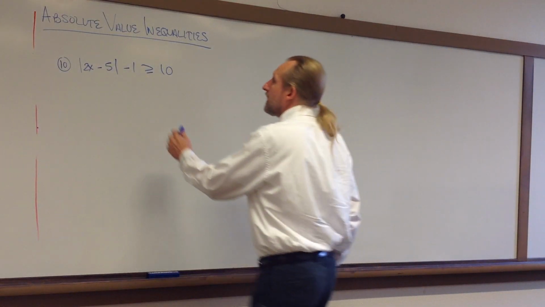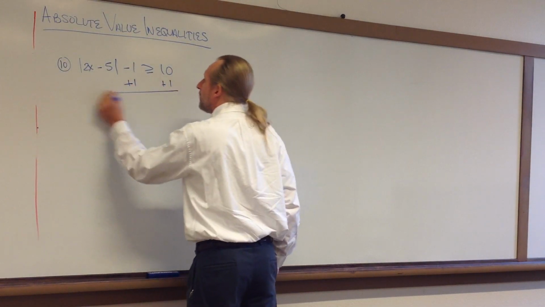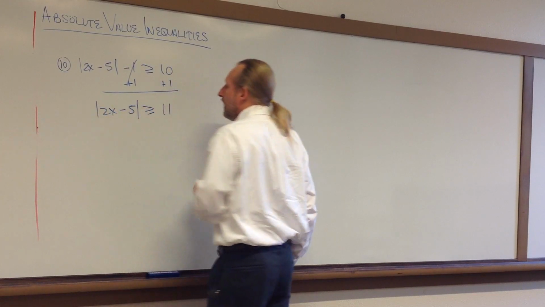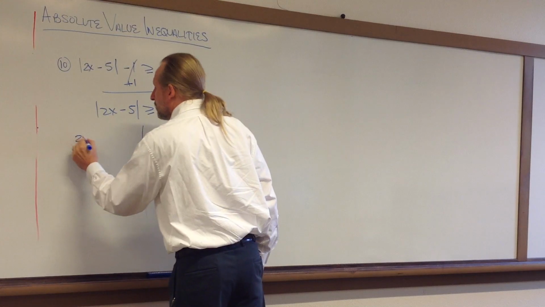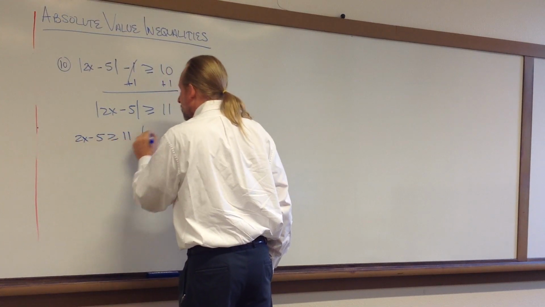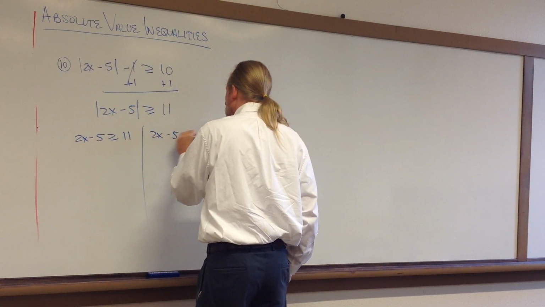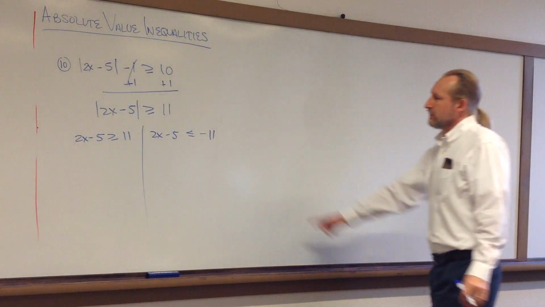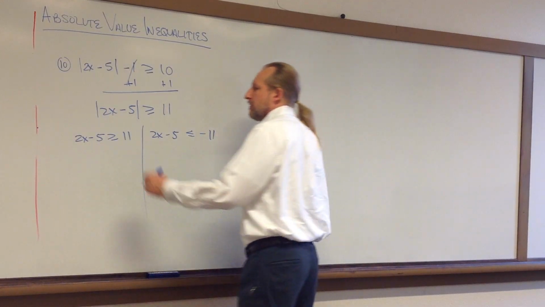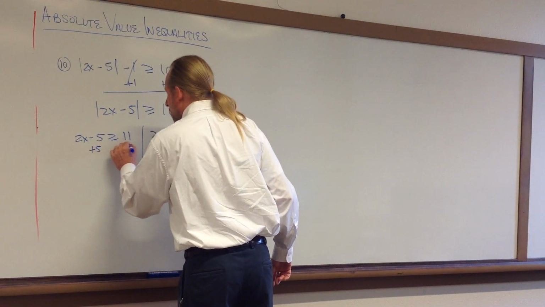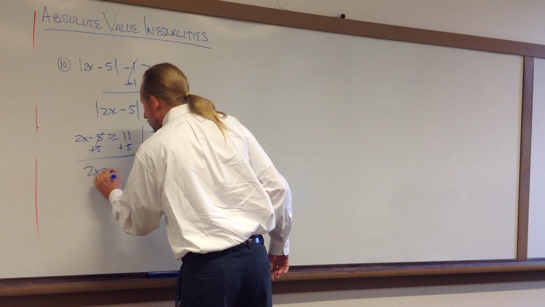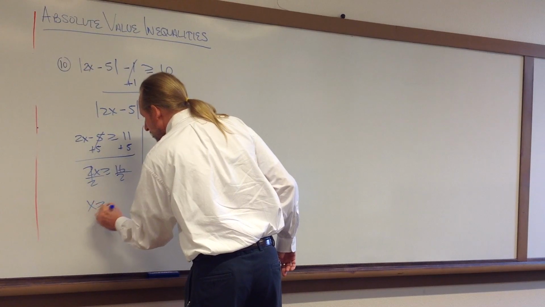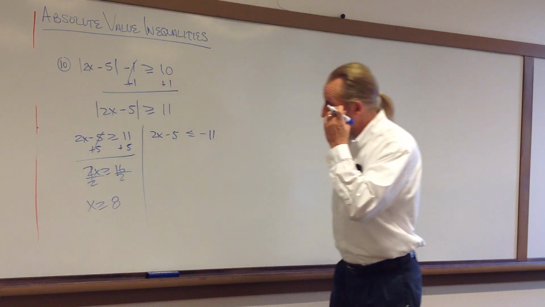Okay, so again, we want to get the absolute value by itself. So we're going to add 1 to both sides. And now we'll split it in 2 pieces. 2x minus 5 greater than or equal to 11. 2x minus 5 less than or equal to negative 11, because this negative flips that sign around. All right. Now let's get the x by itself. And there we go. X greater than or equal to 8.